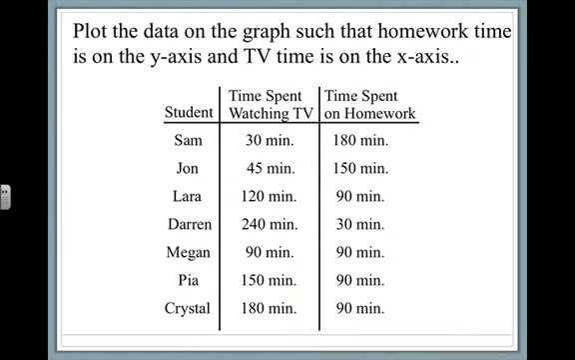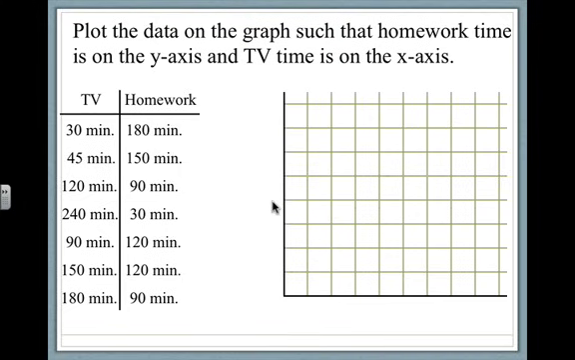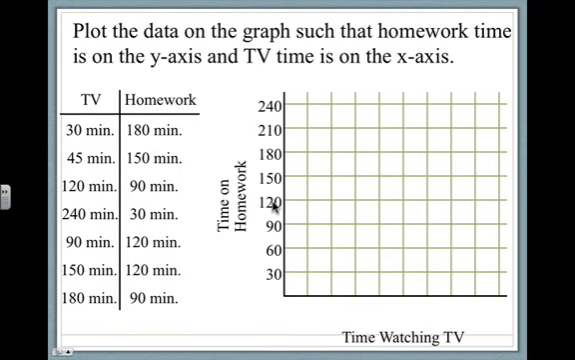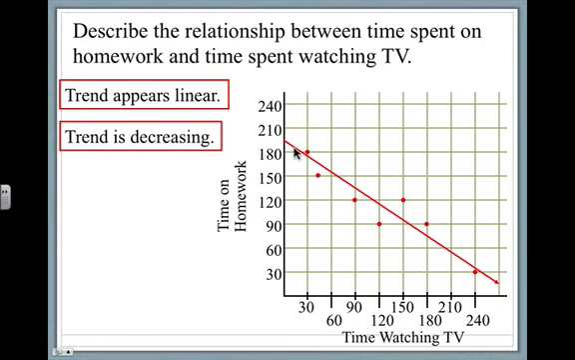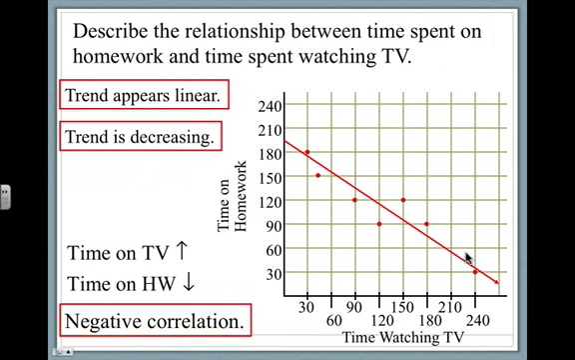So if we were to plot the amount of time spent watching TV and the time spent on homework and put this onto a grid, then what we would find as we plot these points on the grid, and so the data is coming from over here, the trend appears linear. However, as the number of hours spent watching TV increases, the time spent on homework seems to decrease. And so that means that there is negative correlation here.